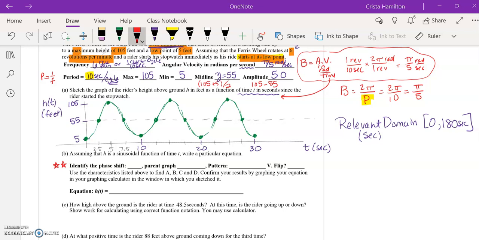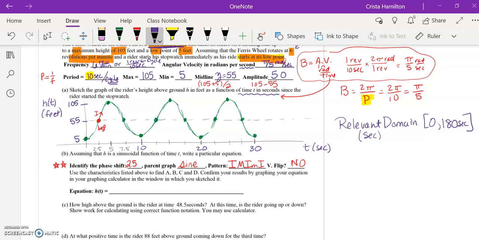I'm going to decide that I want my parent graph to be a sine function. And if I want no flip, that means my pattern has to start inflection, max, inflection, min, inflection. So I have to pick a phase shift that starts at an inflection and is going up. I'm going to choose this point right here to be the beginning of my period, because I'm at an inflection and going up from that point. So my phase shift is going to be positive 2.5, 2.5 to the right.